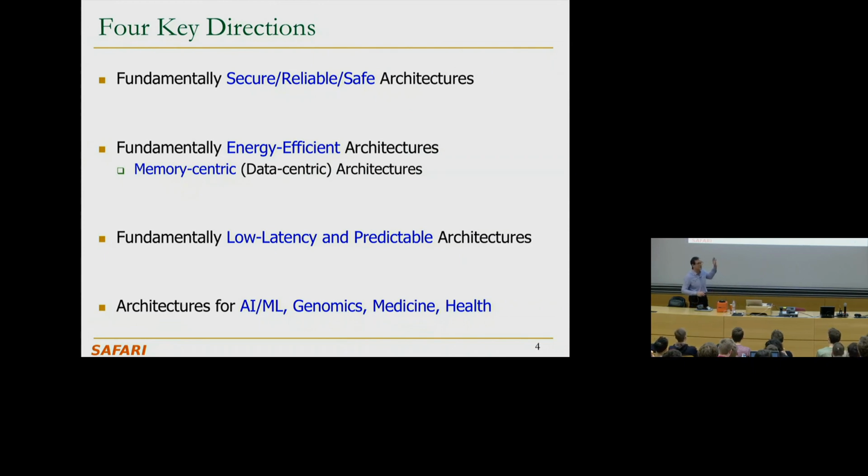Energy efficiency is a big problem today. And we're actually going to talk about memory-centric and data-centric architectures. But keep in mind, we're going to start with the basics. So we'll get back to that. Low latency and predictable architecture is really important. Actually, I have a very recent example from this. Low latency is good because you basically get to the answer very quickly.